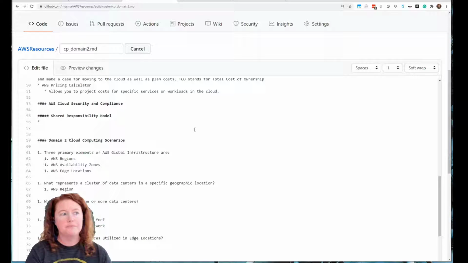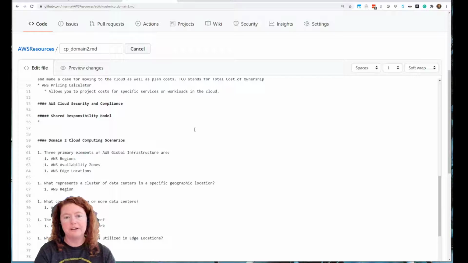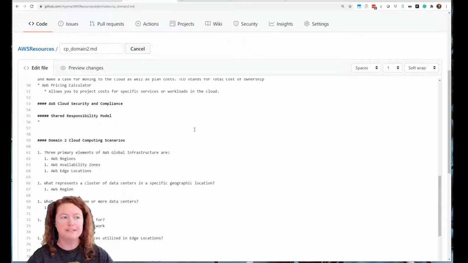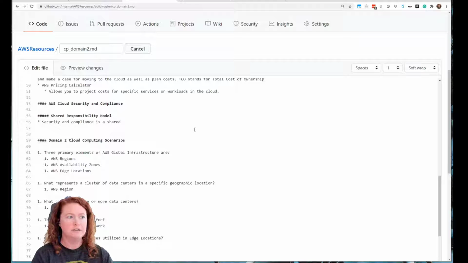Right, so the shared responsibility model, it's really important. Everyone who uses the platform should really understand what this means at a detailed level. And so Amazon puts it like this: security and compliance is a shared responsibility between AWS and the customer.